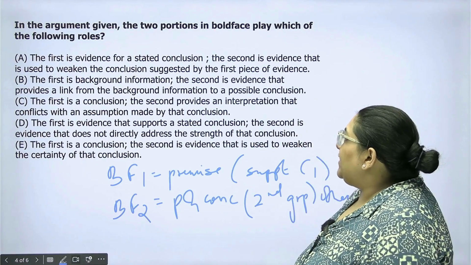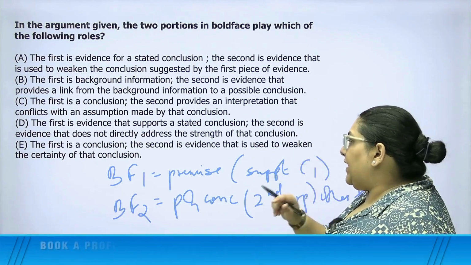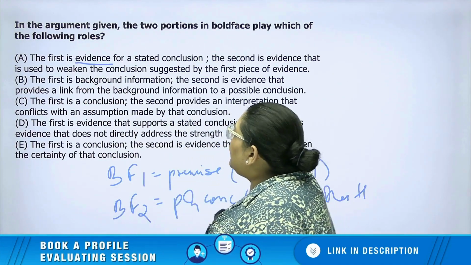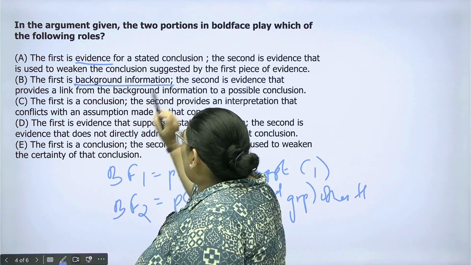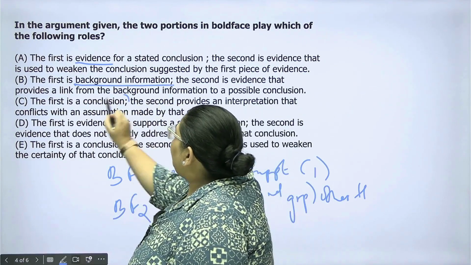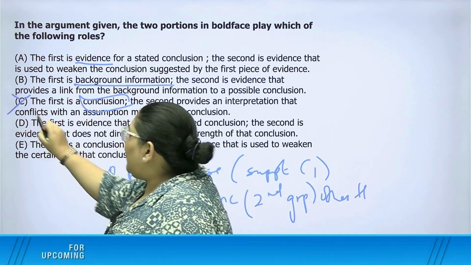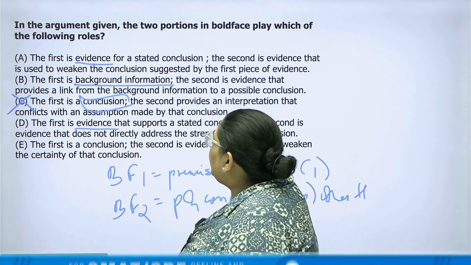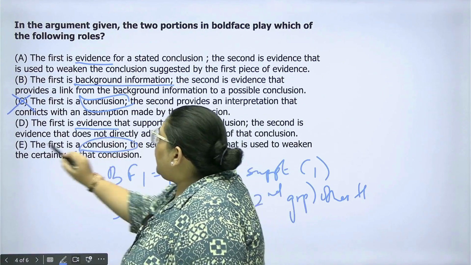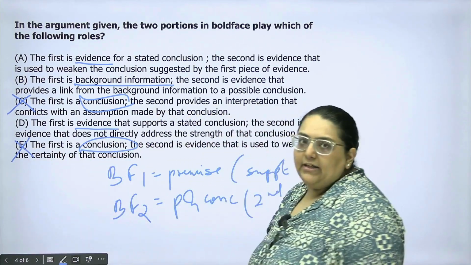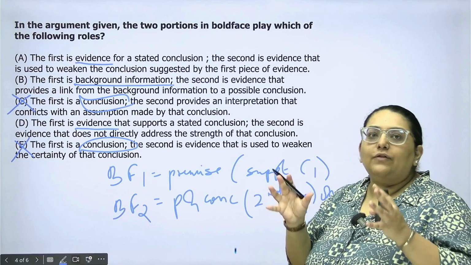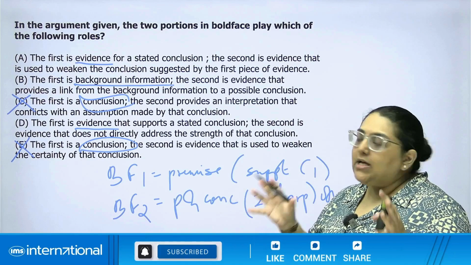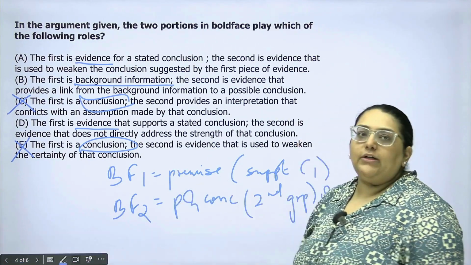Now what does A say? The first is evidence, correct. First is premise. Let's hold on to A. The first is background information. Okay, maybe. First is definitely not a conclusion, so I can eliminate the C option. Then first is evidence. Yes, evidence is another word for premise. First is not a conclusion. Eliminate E. So on a boldface question, you will see that it is very easy to start eliminating the options once the role of the two portions in bold is clear.